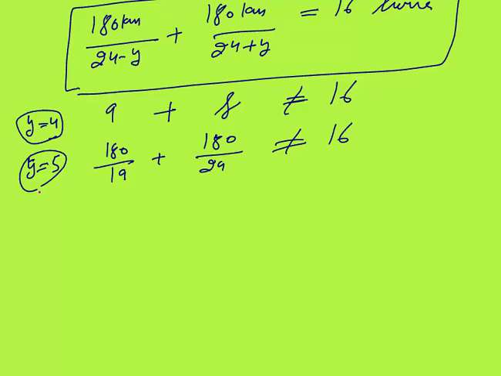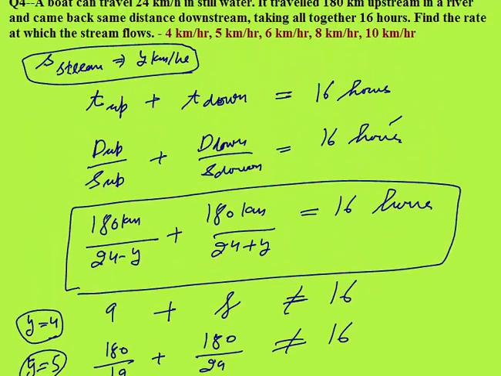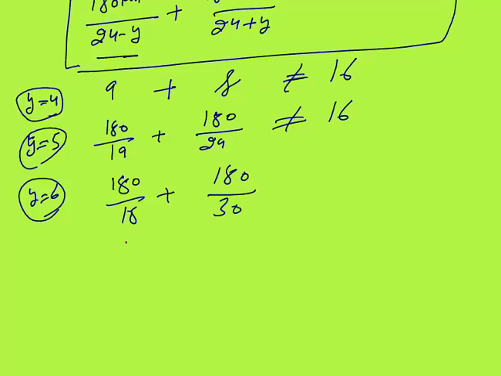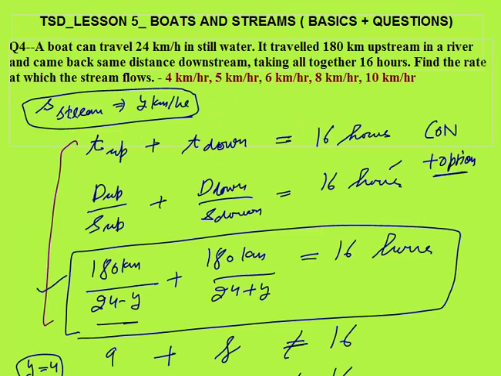Third option I will try. I am solving with the help of options. If y is equal to 6, this becomes 180 upon 24 minus 6, 18, plus 180 by 30. This is 10 plus 6, 16 hours. This is my answer. In exam, I will simply write only this equation.